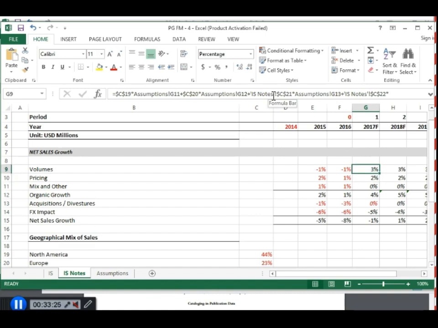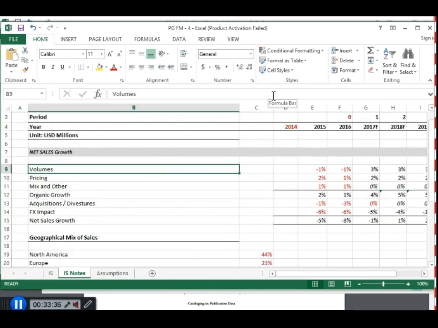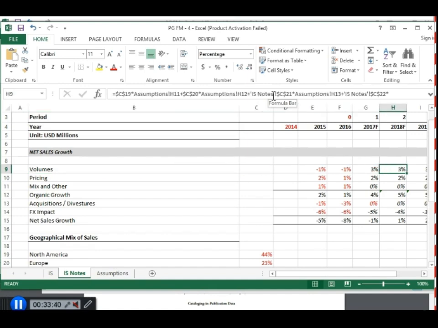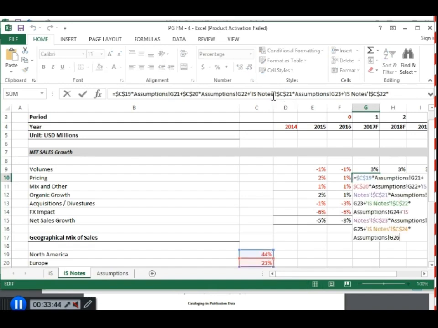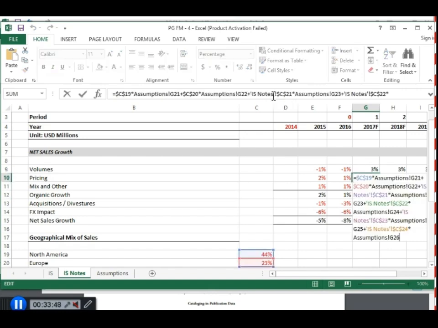If you change anything in the assumption sheet, this will change, sales will change, everything will change. So if you have to make a change, you just make the change in the assumption sheet, not here. Any confusion? And pricing similarly for inflation. So you pick up inflation and you forecast.